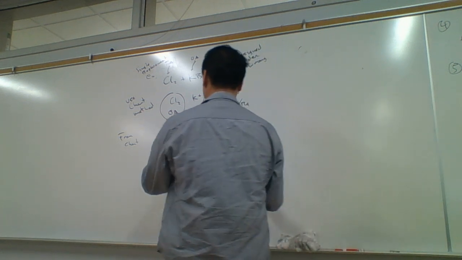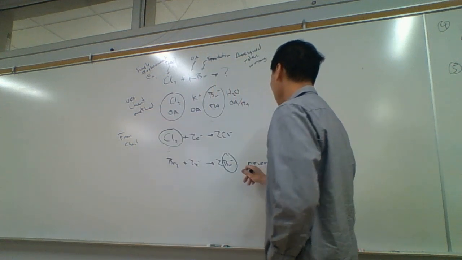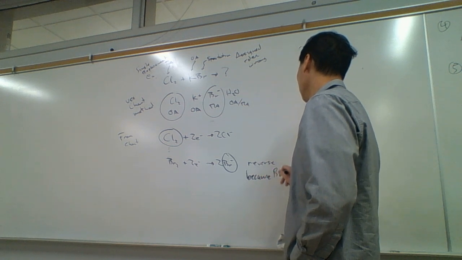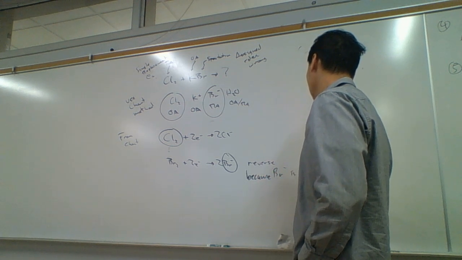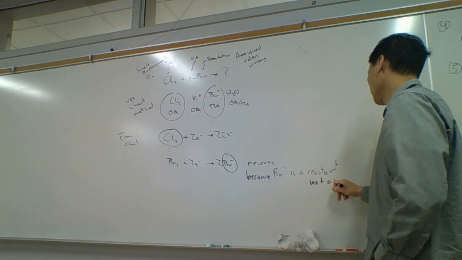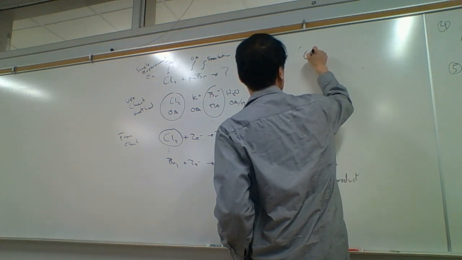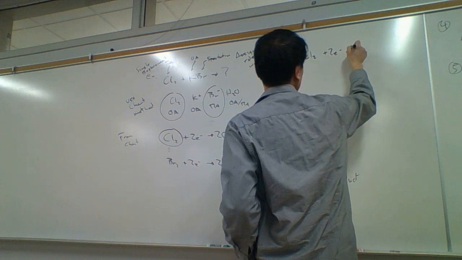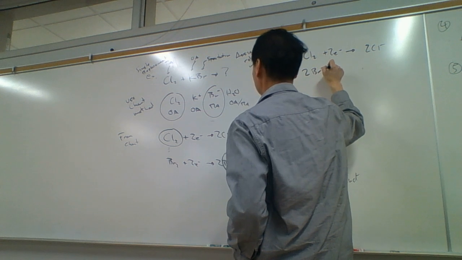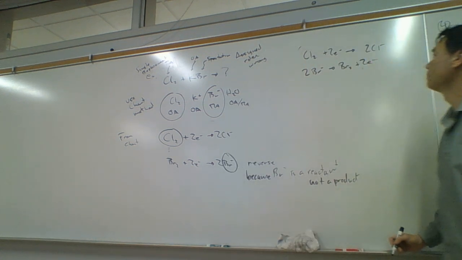And so what I'm going to do is I'm going to reverse this one, because bromide is a reactant, not a product. And so what I'll do is I'll go chlorine plus 2 electrons yields 2 chlorides. And then I'm going to get 2 bromides goes to bromine plus 2 electrons, like that.